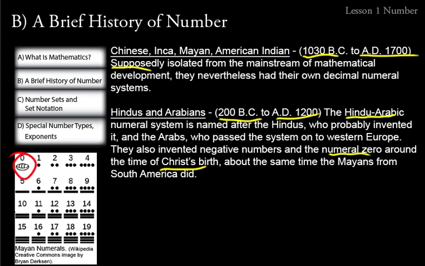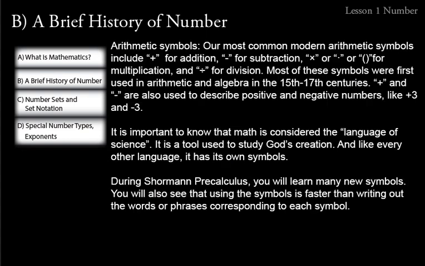I mean, think about that. 0 is nothing. 1 is something. How do you go from nothing to something? That's kind of a deep thought. And people all over the world at the time of Christ's birth were thinking about that. Perhaps these civilizations were less isolated than some people think.